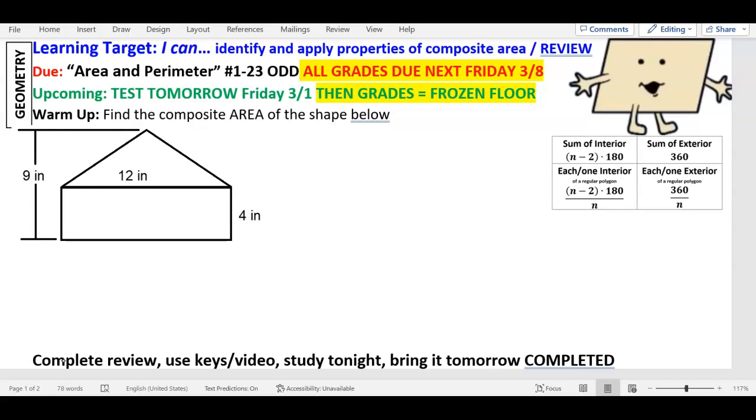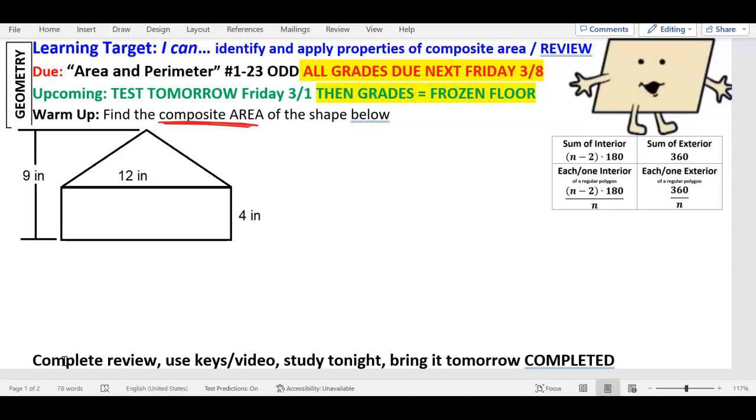Let's talk about it. This is what we call composite area, okay? It is composed of more than one shape. So it's composite area, composed of more than one shape. Does everyone see the two shapes? What are the two shapes here? What is this? Triangle. What's on the bottom? Rectangle, okay?